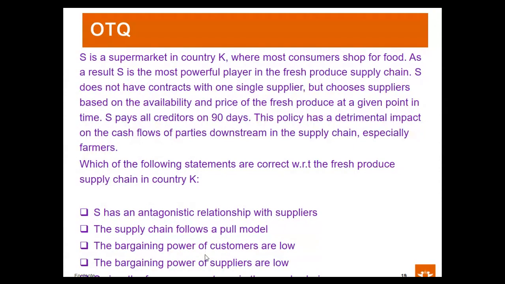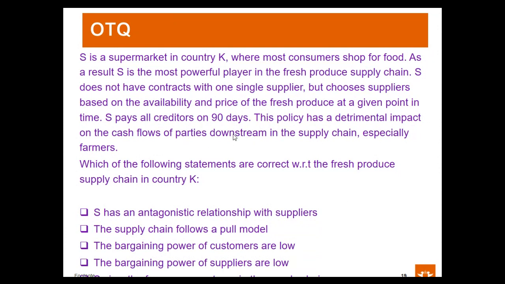Number 3, the bargaining power of customers is low. Yes, why? Because, have you ever been to a supermarket where you can bargain for price? I don't think so. You buy the product at the price that is offered. So the bargaining power of customers within the system is low, and also that of the other suppliers is low. Why? Because they are dependent on these supermarkets to get their produce to the end user.